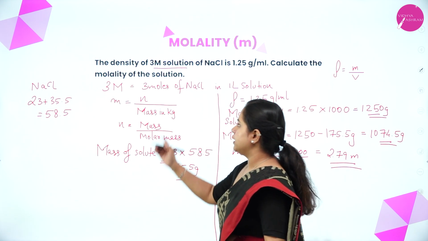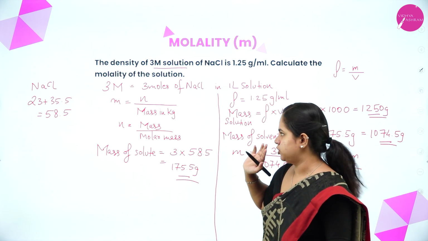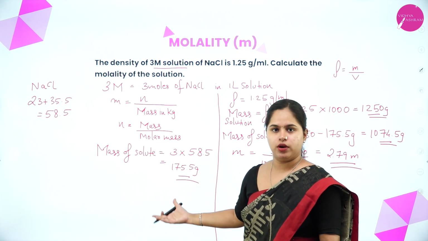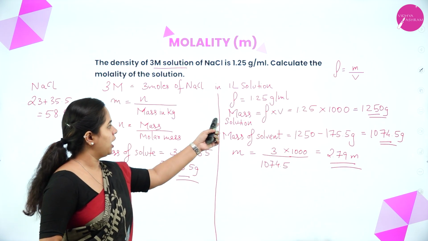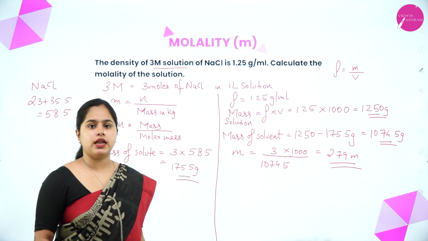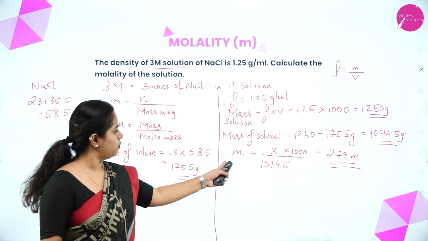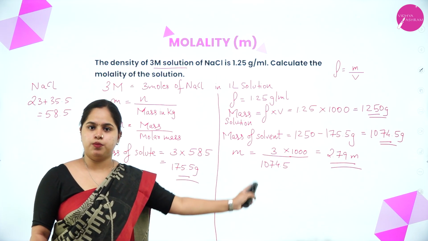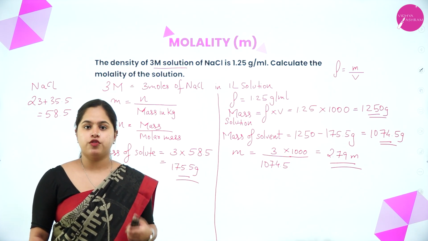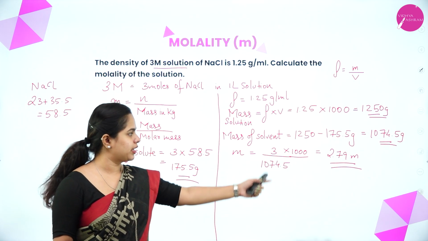I hope the question is clear for you. Let's quickly revise it. In the question, 3 molar was given, so that means 3 moles of NaCl in 1 liter of solution. Then we calculated the mass of solute from the number of moles, and then the mass of solution because the density was given. From there you calculated the mass of solvent, that is, mass of solution minus mass of solute. Then molality equals number of moles of solute by mass of solvent in kilograms. It was given in grams, that is why I multiplied by 1000.